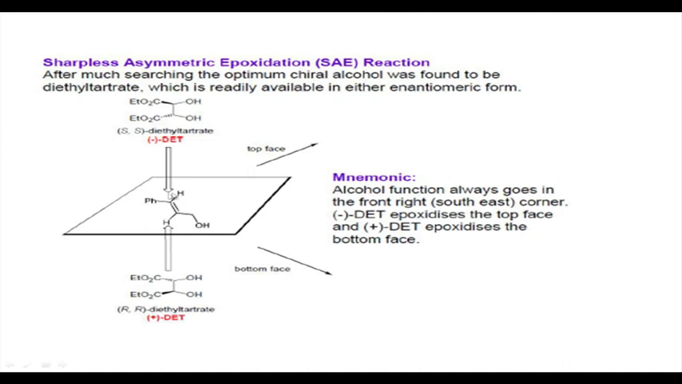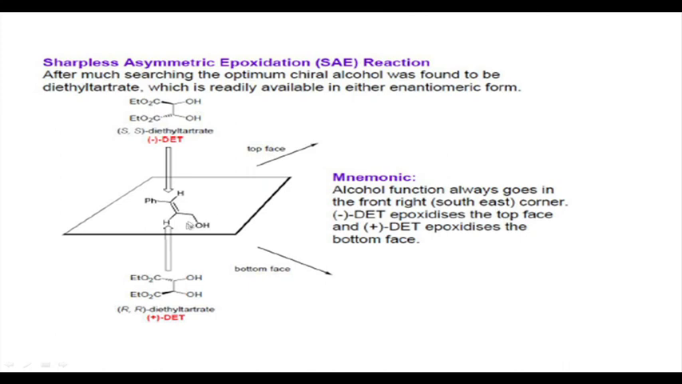Now, what Sharpless observed was that if you add minus diethyl tartrate, titanium isopropoxide and t-butyl hydroperoxide all together with the allylic alcohol, you get discrimination: you get either the alpha or the beta epoxide.